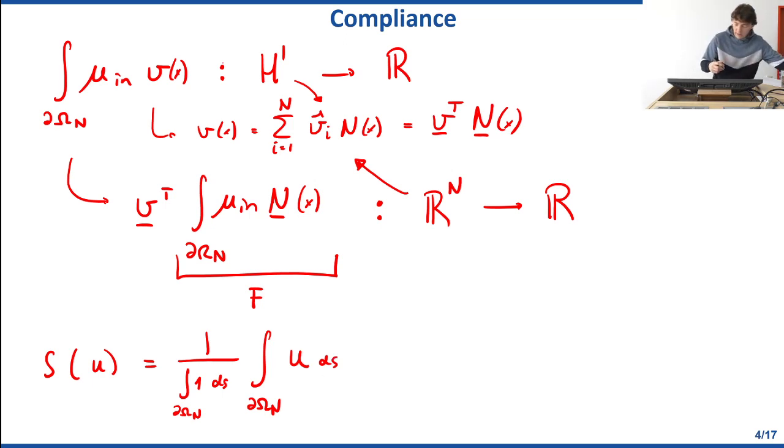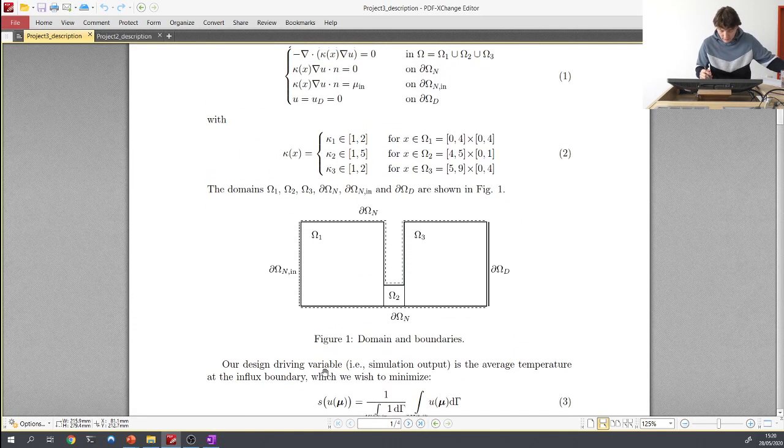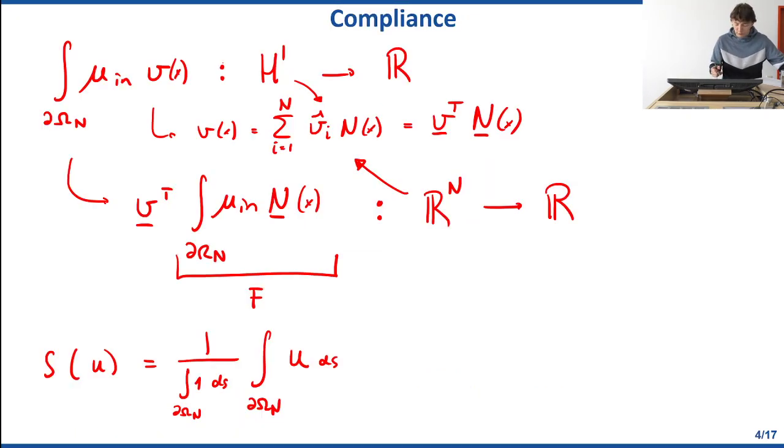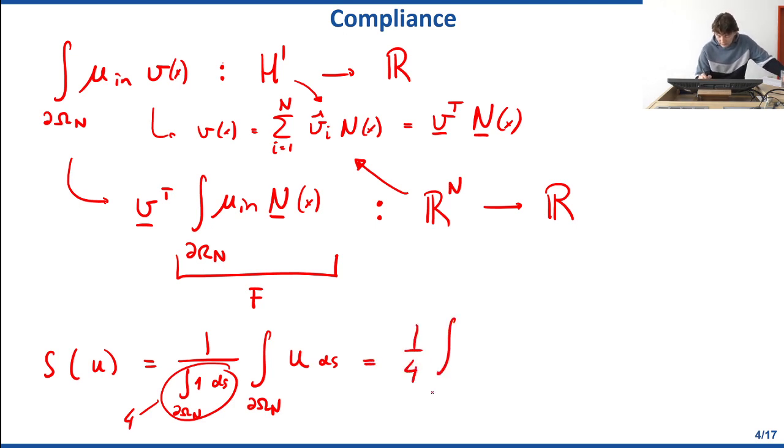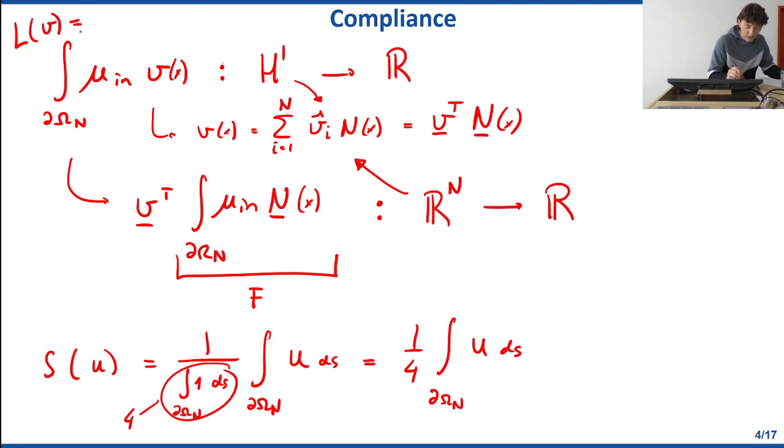And that was actually already a given number, right? I think we're specifying here those are just 4. So actually this number is nothing special. This is simply 4. So actually let's just write that. This is 1 over 4 times the integral of partial omega n of u ds. So how does that relate to this linear form? This is the linear form that takes the function v and spits out that number.